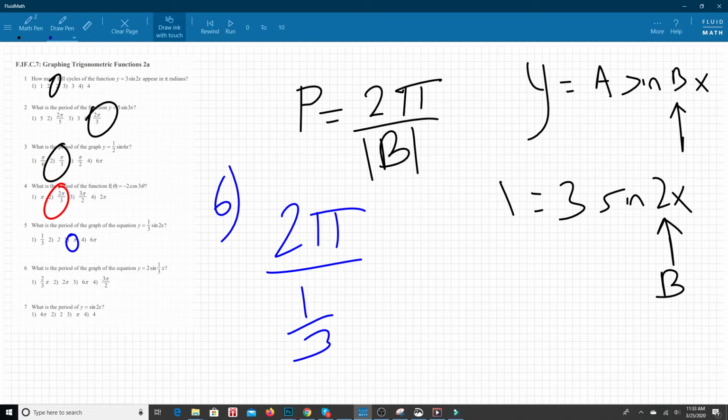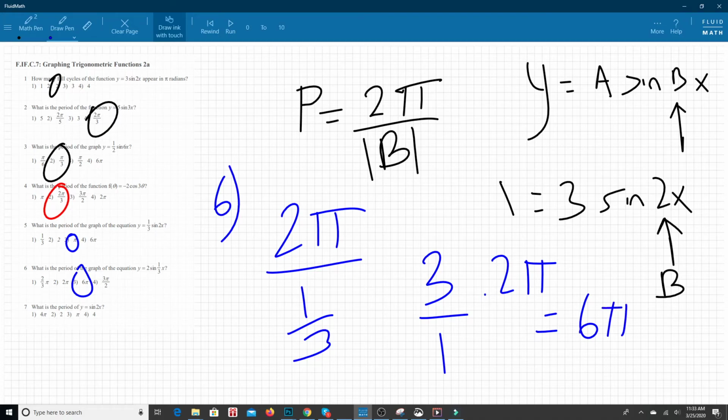Anybody? Right, 6 pi. Exactly. Good, Justin. And let's try the last one. What is the period? Well, it's easy. Last one, 7 is going to be what exactly? This one was just because it was 3 over 1, since you can't divide by a fraction, times 2 pi, which is going to equal 6 pi.